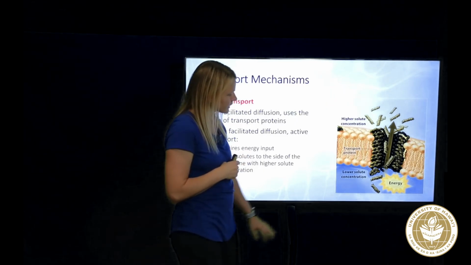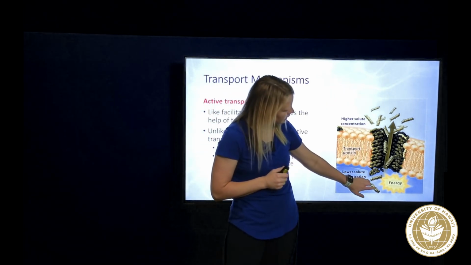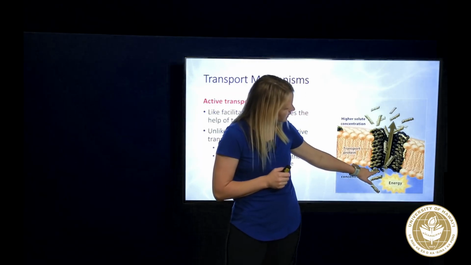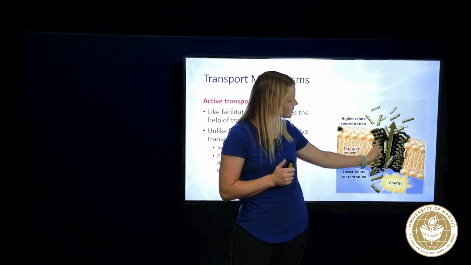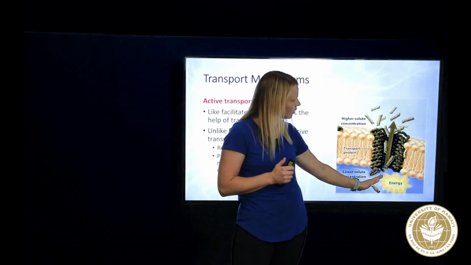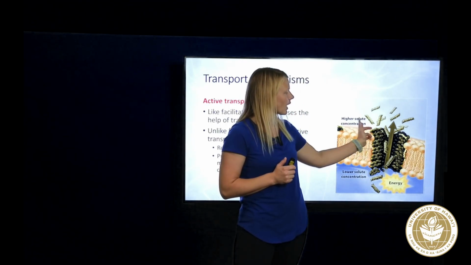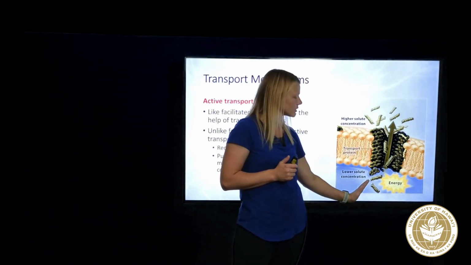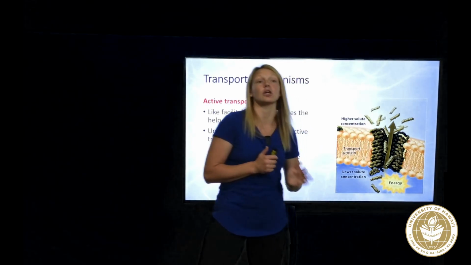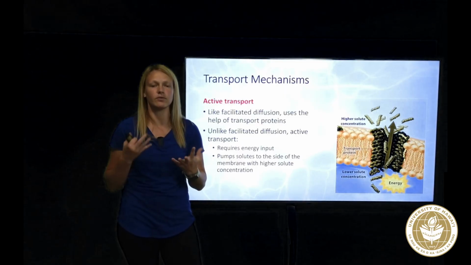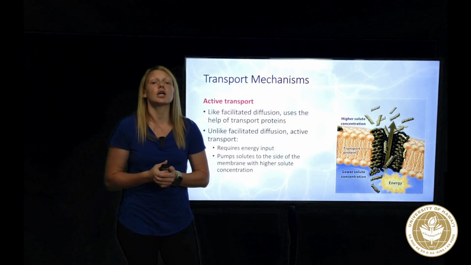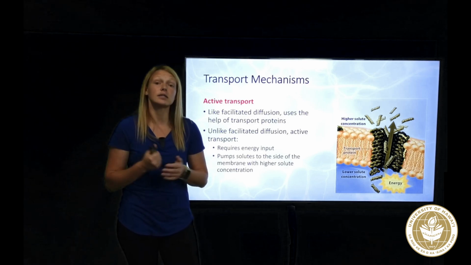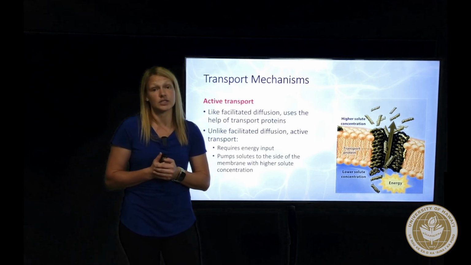So over here, you can see we have low solute concentration, but if we add in energy, we're able to take those solutes, move them through this transport protein channel, and go up to the higher solute concentration. So in this case, we're moving up the concentration gradient. The big differences between active transport and facilitated diffusion are that, first of all, we need energy. Secondly, we're going against the concentration gradient.